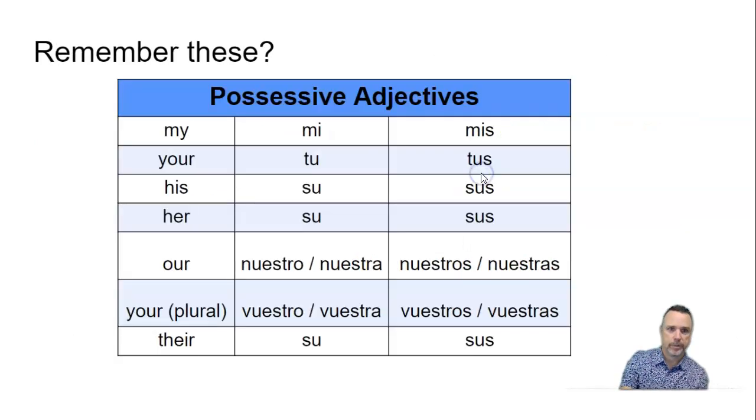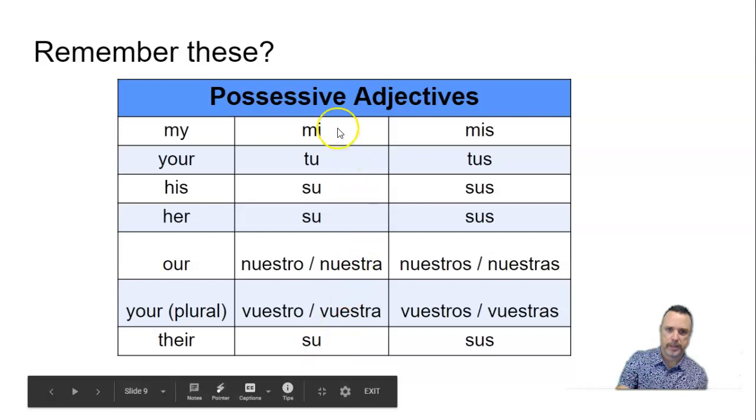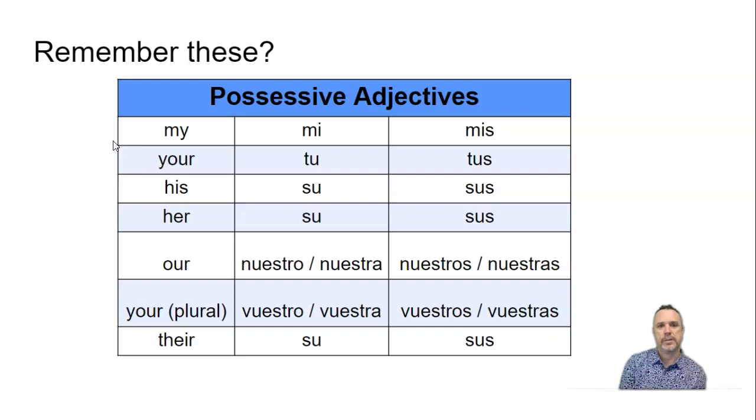All right, moving along. Do you remember these? We've got our possessive adjectives. Now, I'm just going to look at this second column here today because they're the only ones we need. So how do we say my is mi, your is tu, his or her is both su, our is nuestro or nuestra, depending on if you're talking about a masculine or a feminine noun. So in your case, your Spanish teacher is me, and I'm a guy. So if you were talking about our Spanish teacher, it would be nuestro profesor de español.